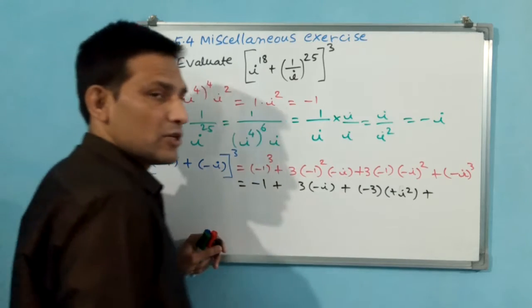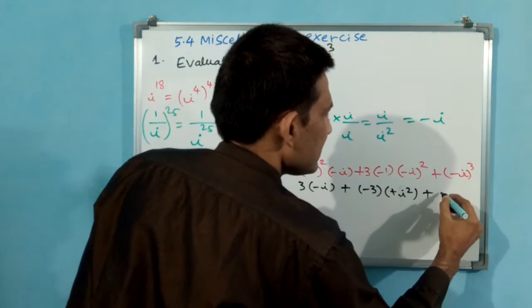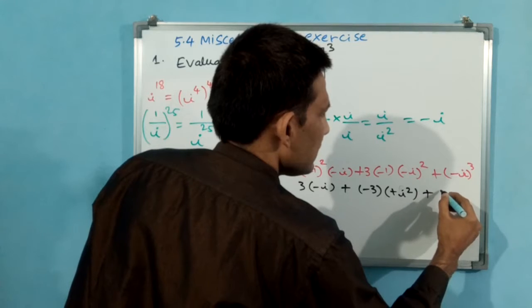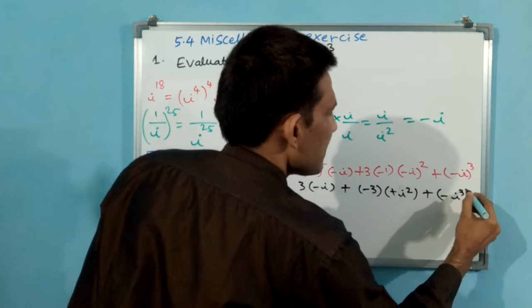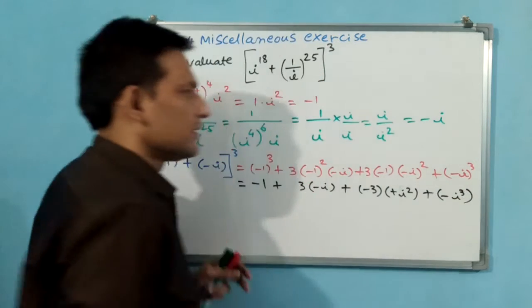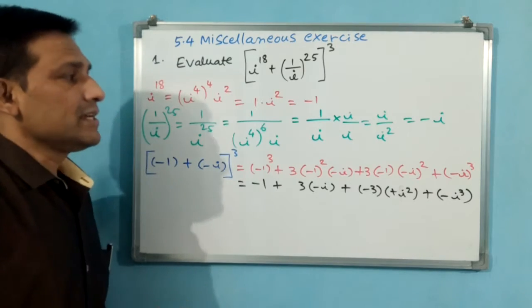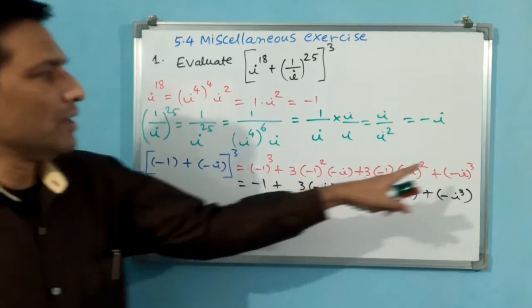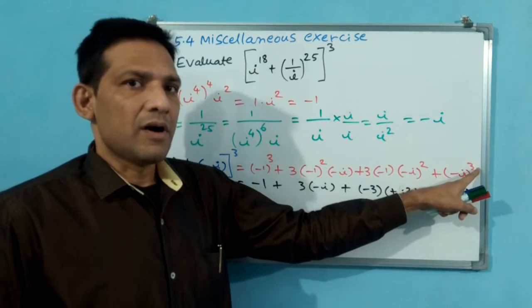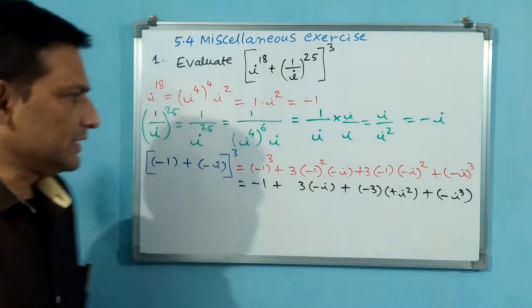Minus i cube means minus i cube only, even if you remove that bracket. Minus i cube, but this is inside the bracket. Now, why? Because see, the power is an odd number, so minus is minus only. Okay.